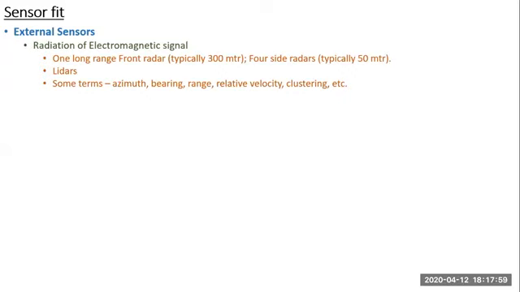Some terms. What is azimuth? Azimuth is where the target is with respect to the heading: 30 degrees right, 30 degrees left, and so on. What is bearing? Bearing is again an angle or azimuth. What is elevation? Elevation is how much it is up. What is range? Range is the shortest distance between you and the target. Relative velocity, clustering, etc. Again, I'm just throwing some terms at you.